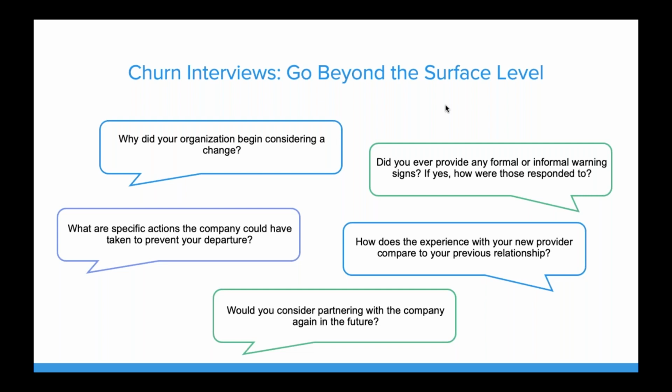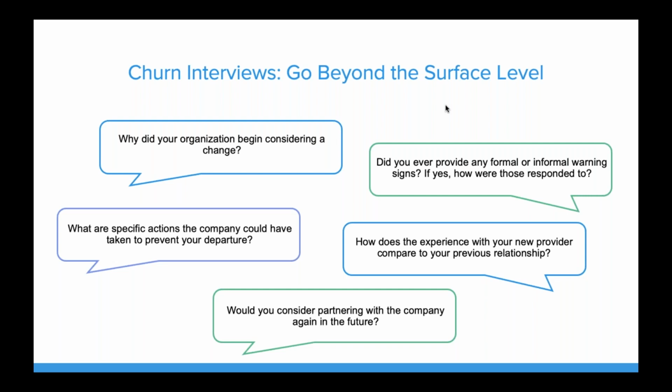Did you ever provide any formal or informal warning signs? If yes, how were they responded to? Right? It's again not just about the fact that they churned. It's about what happened along the way that led them there. It's not a wake up one day and you've made that decision. There must have been many signals and many strikes against their customer experience that led them there.